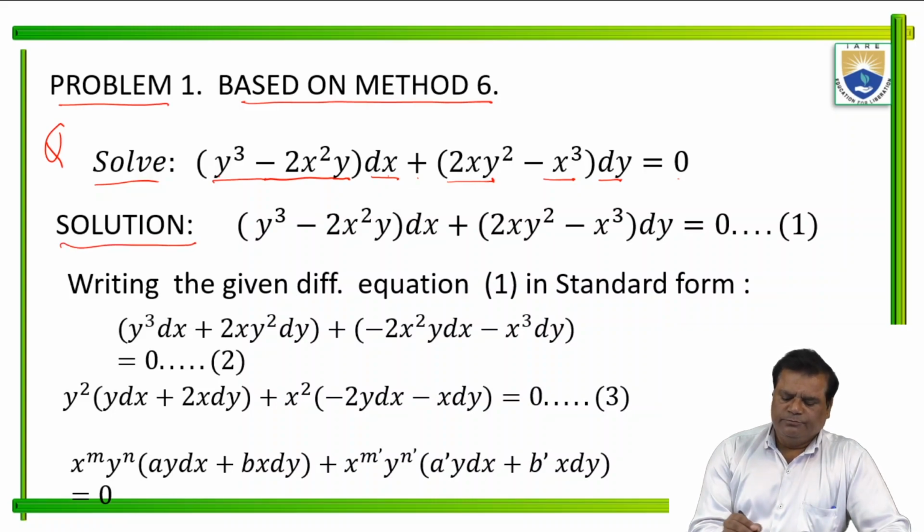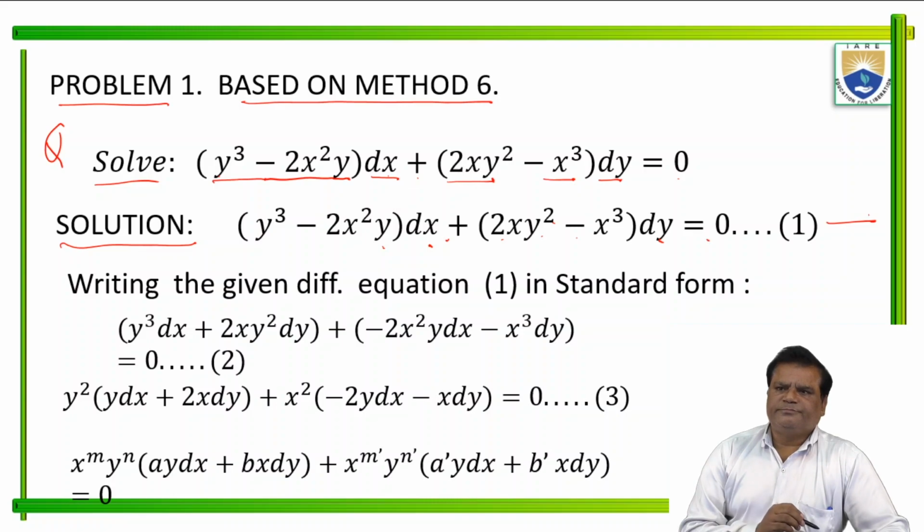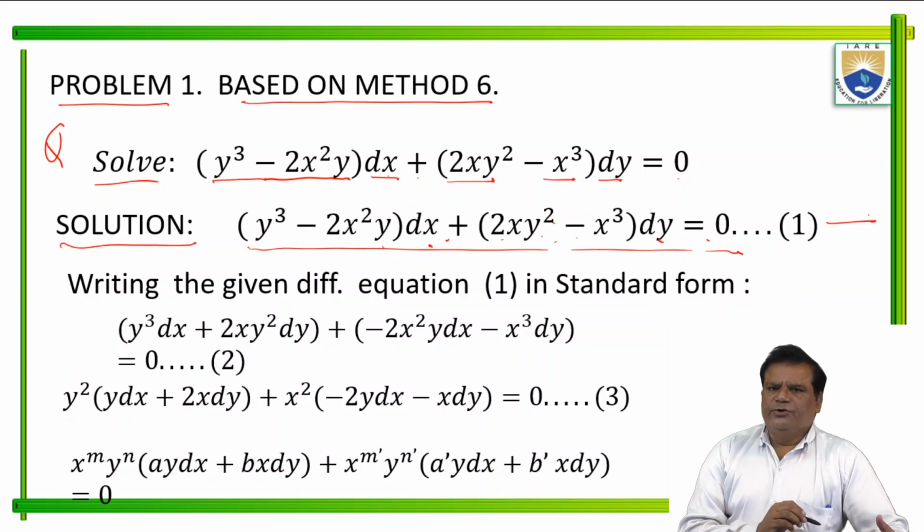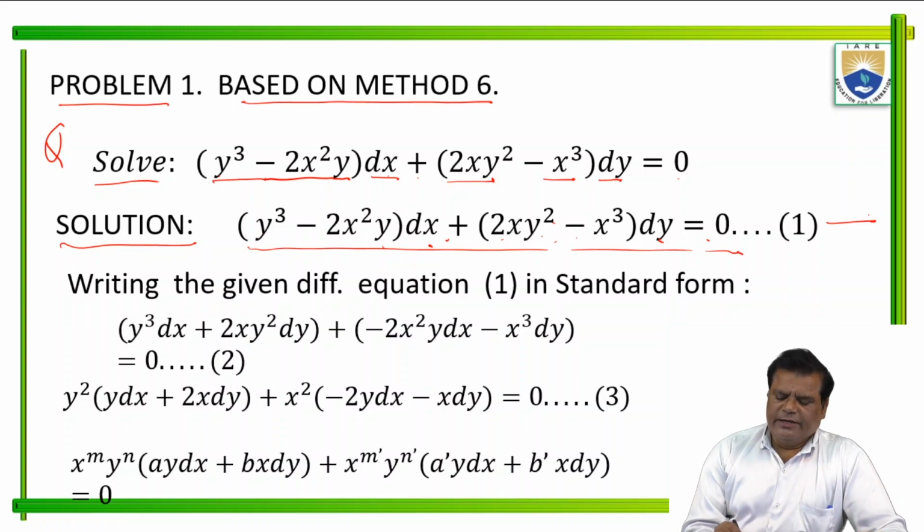Now the solution. First of all, I am writing this question here: (y cube minus 2x square y) dx plus (2xy square minus x cube) dy equal to 0. This is equation 1, the question given in the problem. Writing the given differential equation 1 in standard form, which I discussed in the method.